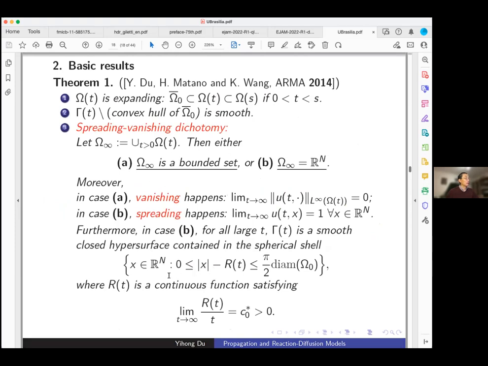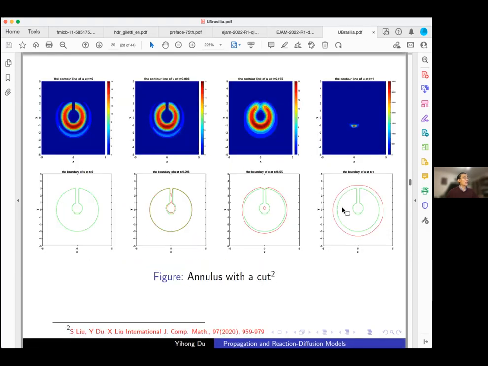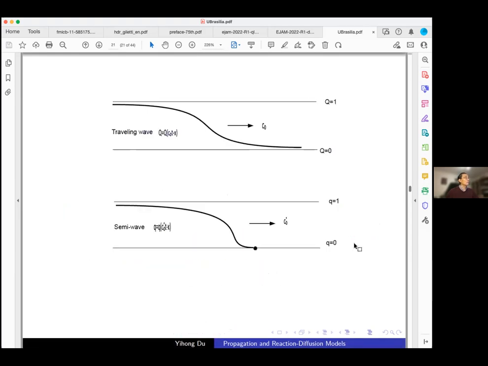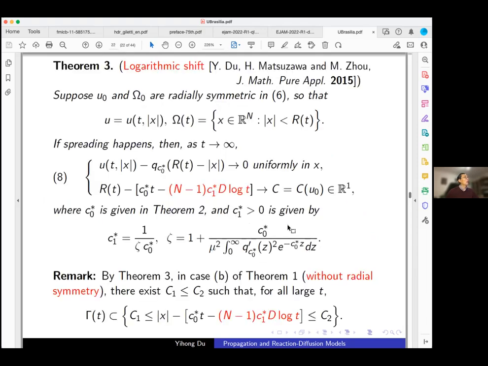So the free boundary is contained in a spherical shell whose radius grows to infinity linearly. That is in the spreading situation. And that's the classical traveling wave with the speed C0, and now the new semi-wave with the speed C0 star. And also we can look at what happens to the solution when t goes to infinity.